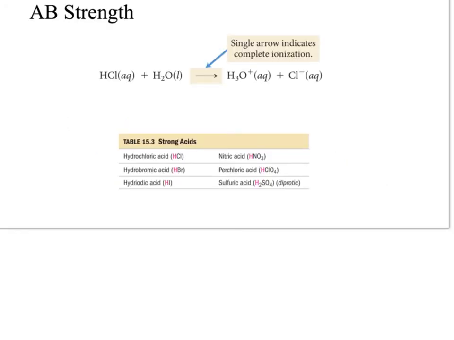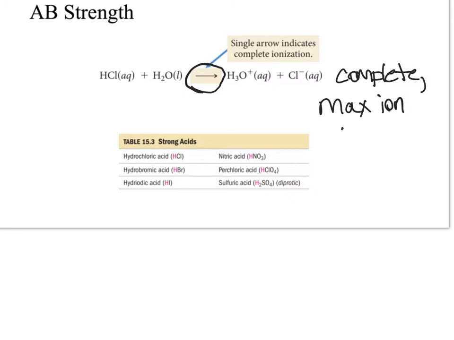When we consider strong and weak acids, we need to look at a couple of clues to tell us that something is reacting completely. We know that there will be complete or maximum ion production, and that the arrow is only going in the forward direction.